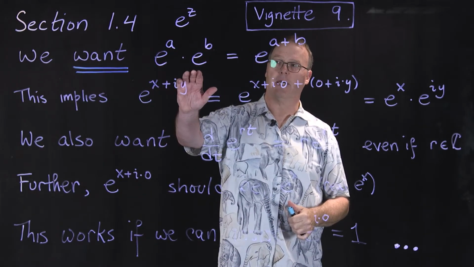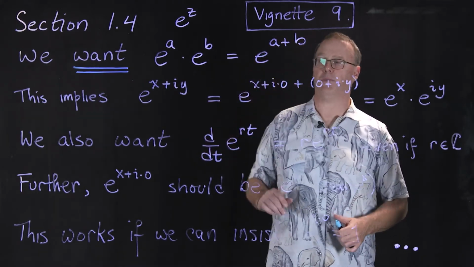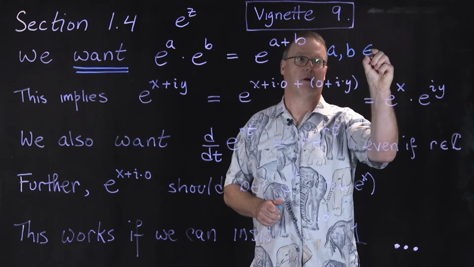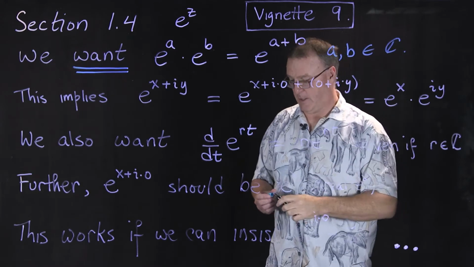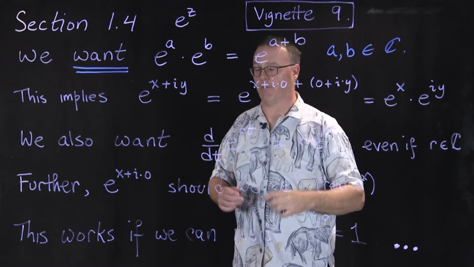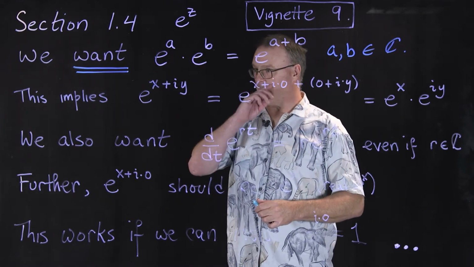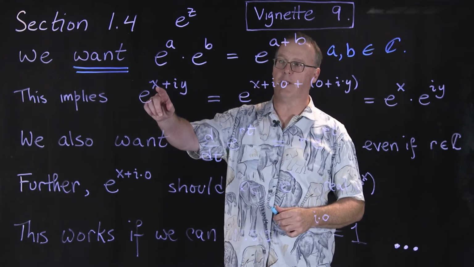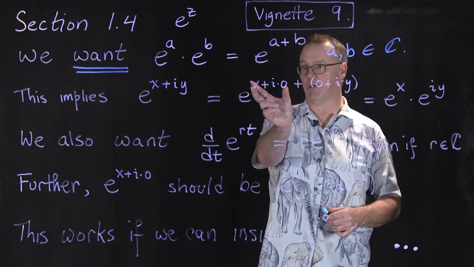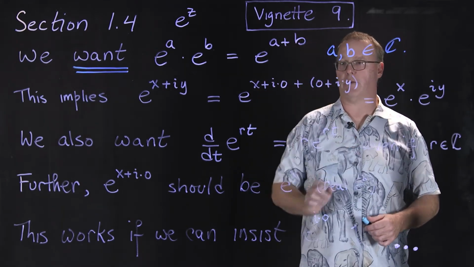exponential e to the a times the exponential e to the b should be equal to the exponential of a plus b, even if a and b are both complex. In order to do that, we're going to have to define the complex exponential in such a way so that that property holds. Now, in particular, this says if that property is going to hold, then we must have e to the real x plus i times the real y must be equal to e to the x plus i0, which is one of these complex numbers, plus 0 plus iy, which is the other of the complex numbers.